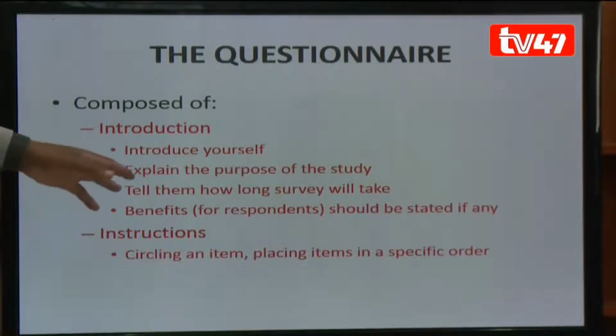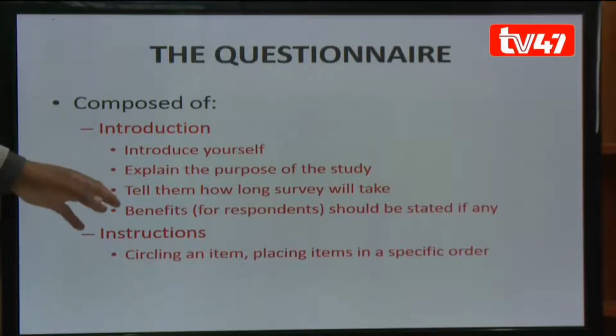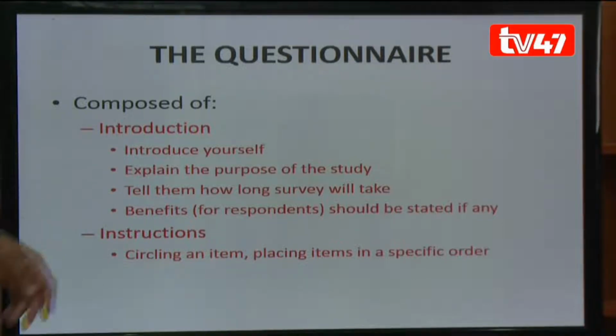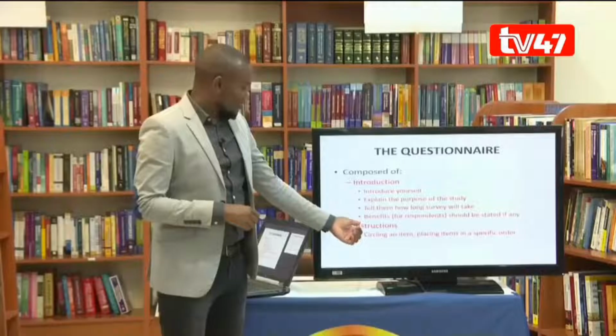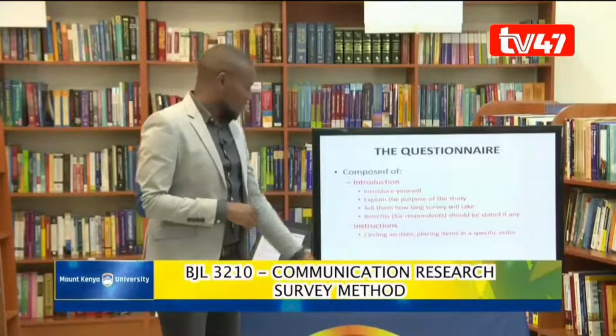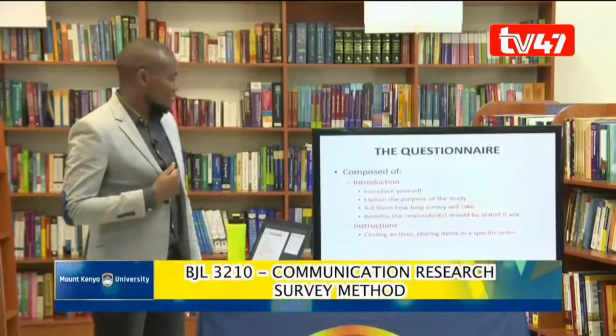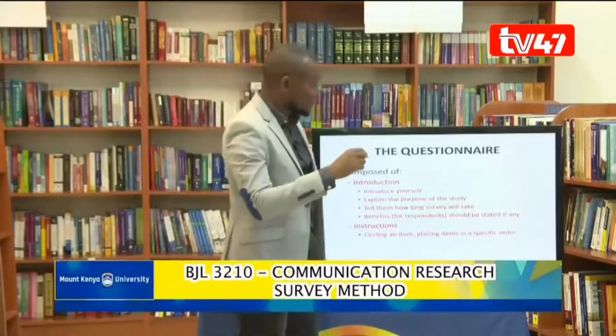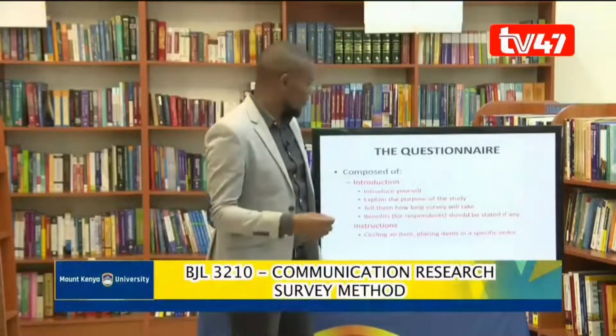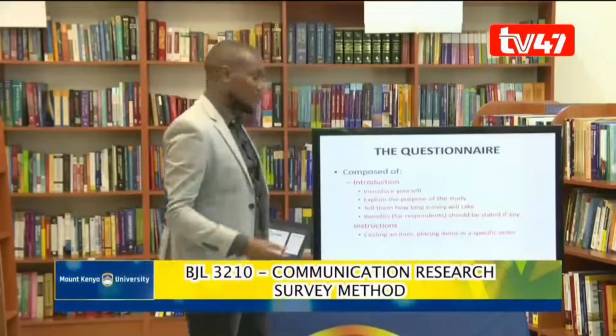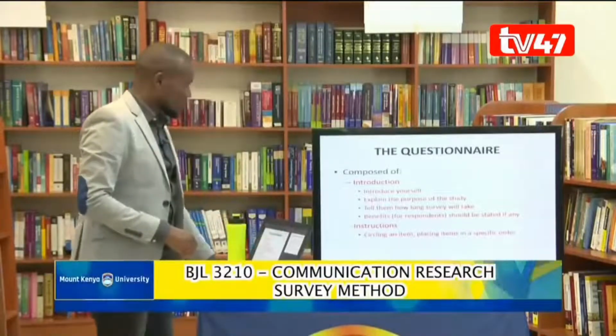Then you need to explain the purpose of the study to the people who are responding, and then tell them how long the survey will take, and this should not take more than 60 minutes. And two important things: you need to give them instructions on how they are going to answer the questions in your study. Are they going to circle their right responses, or are they going to tick, so that you know the views of that person?